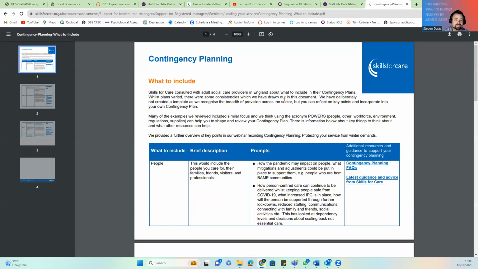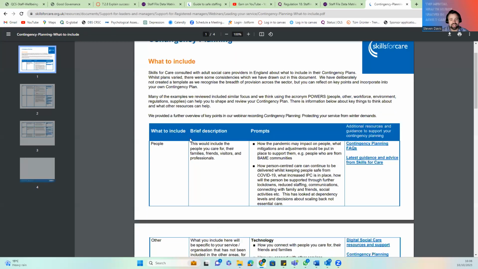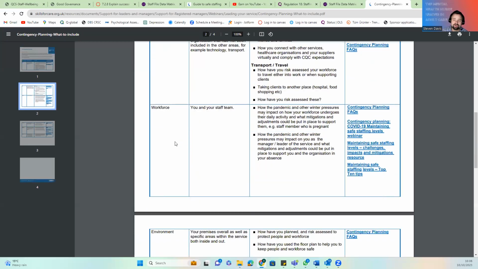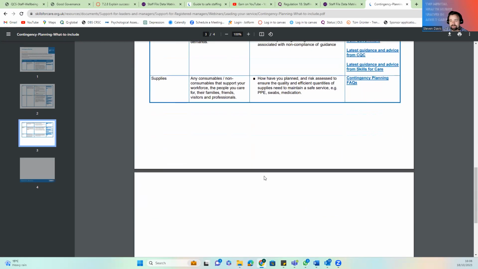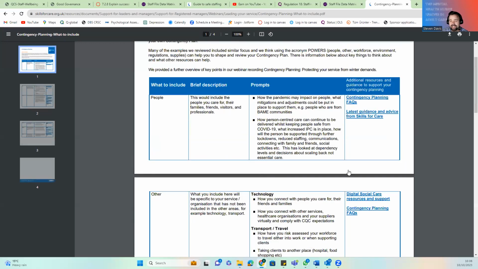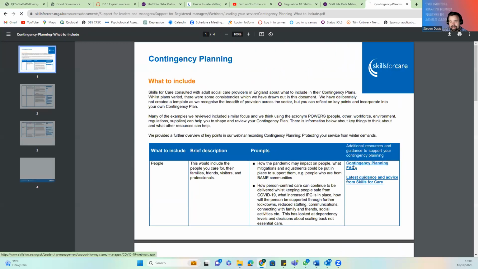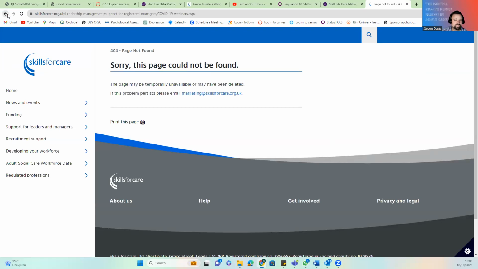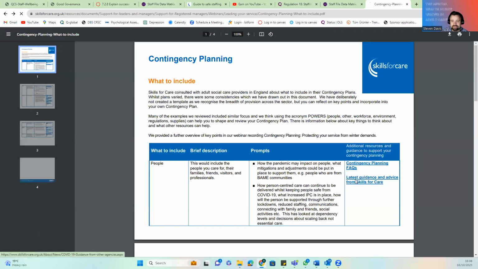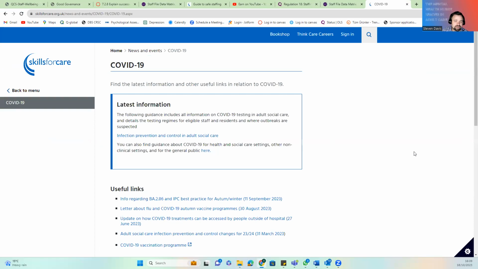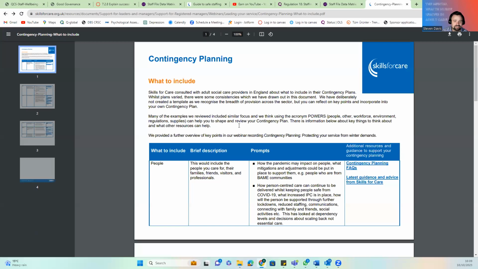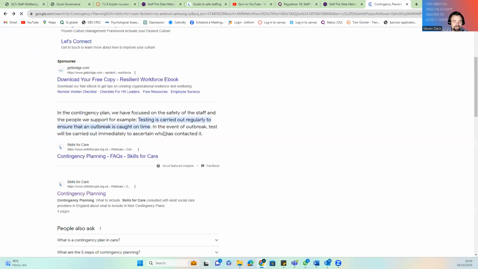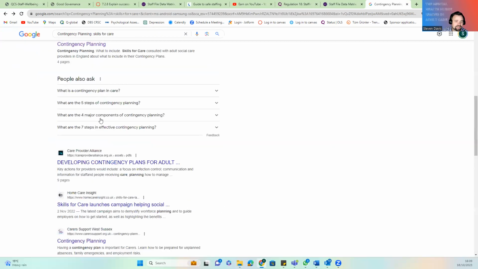So what you're looking at here is your people, your workforce, the environment, regulatory requirements, and supplying. And then again here, you've got links to the latest guidance and advice. So there's all your information about COVID-19, etc., etc. So contingency planning is a requirement. It gives you an idea about what you need to look at.